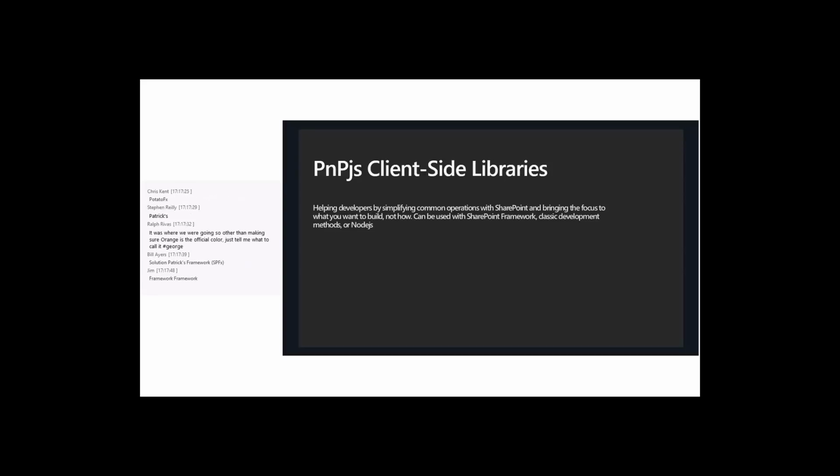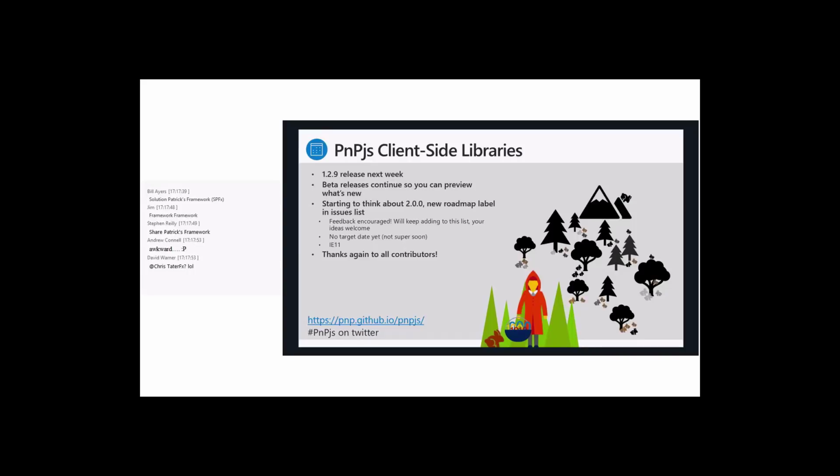PnP client-side libraries. So this will be a quick update on the parts of the PnP program. The PnP JS client-side libraries: we're doing the 1.2.9 release, scheduled for next Friday. The beta releases continue generally on Fridays, but sometimes in the middle of the week. Those aren't super predictable, but they give you a nice preview of what's new and allow us to get fixes to folks a little faster when they are blocked on something that won't be out until the main release.